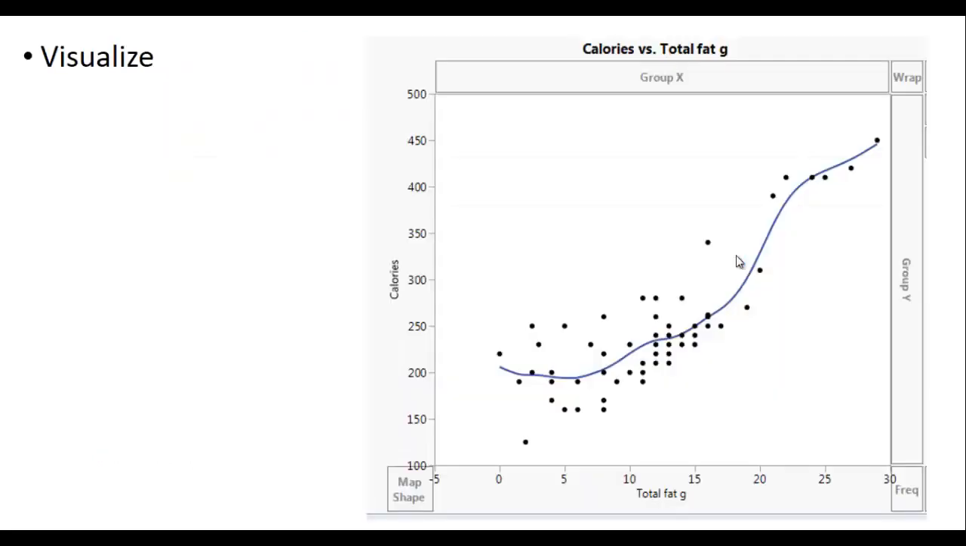Through visualization, we can understand the relationship of variables to some extent. For example, in this graph, we visualize the relationship of calories and total fat from the candy bars file, and we can see that there is a positive relationship between these two. And since we have two variables here, this is a bivariate analysis.